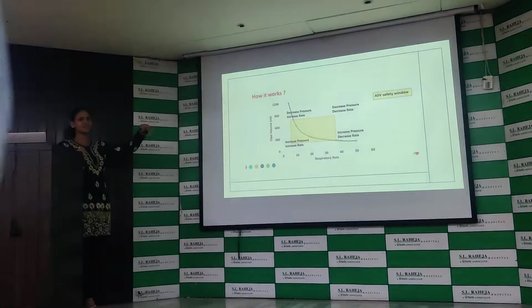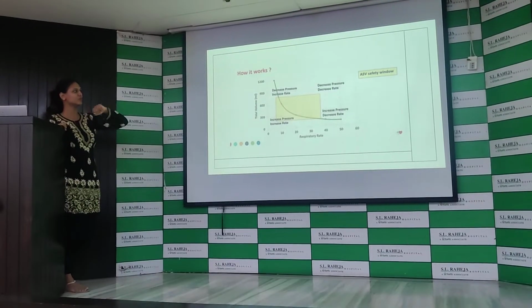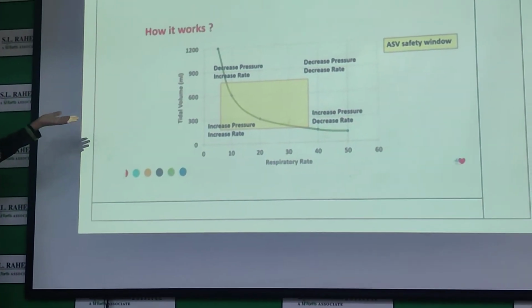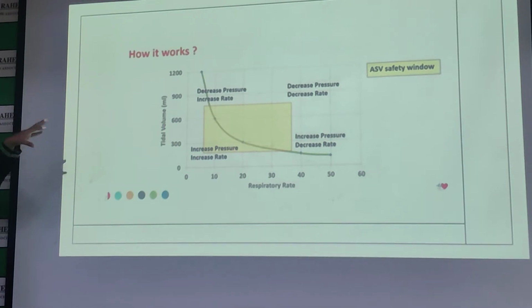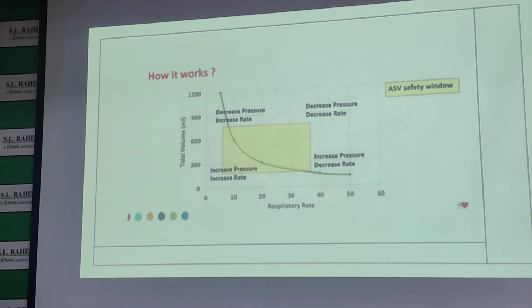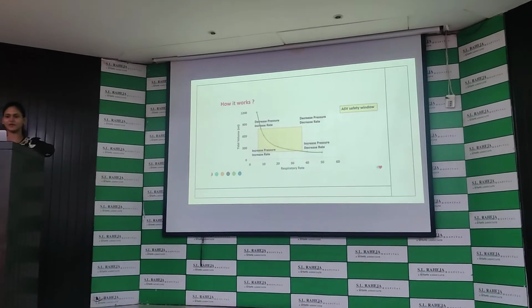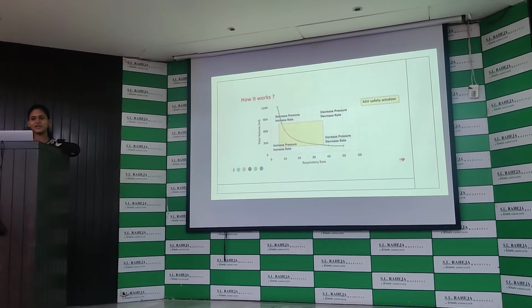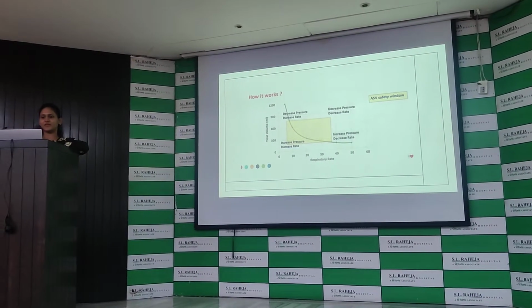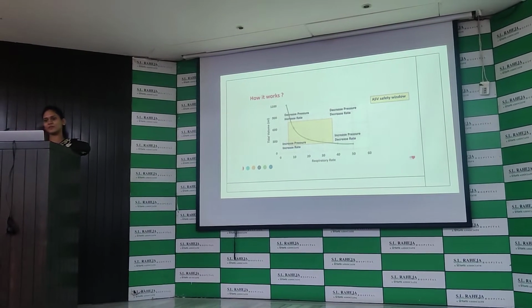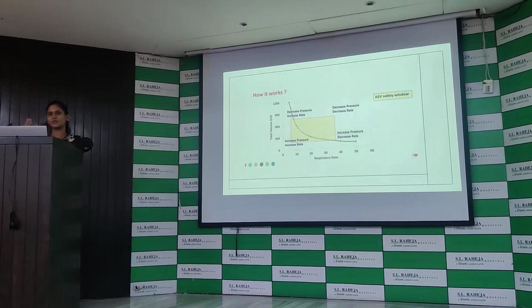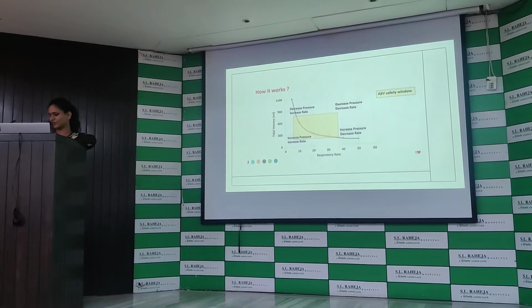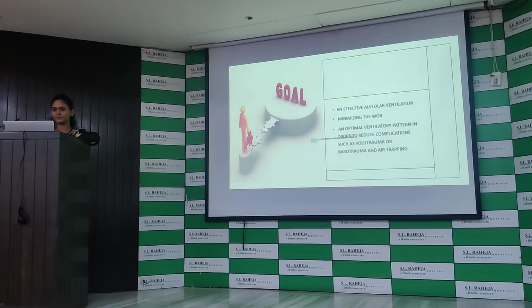When it is outside the box, it will do the changes. Like if it's on this side, it will increase the pressure and increase the respiratory rate to come into the target. If the tidal volume increases, it will decrease the pressure and increase the respiratory rate. Similarly, if the respiratory rate increases, it will increase the pressures to achieve an increased tidal volume and decrease the respiratory rate to come into the safety window.